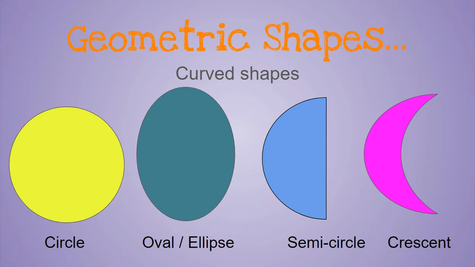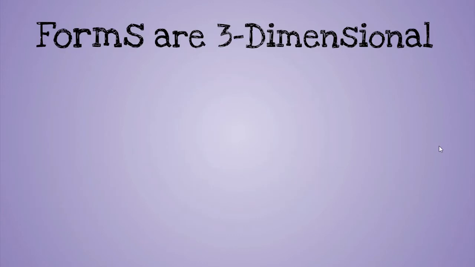Another name for oval is ellipse. A semicircle is half of a circle, and a crescent shape. Now let's move on and talk about forms. Forms are three-dimensional.